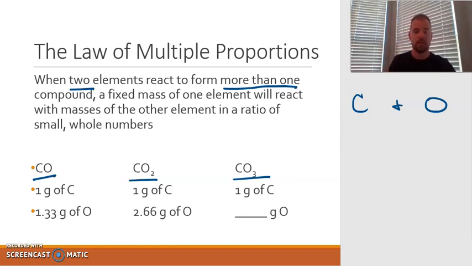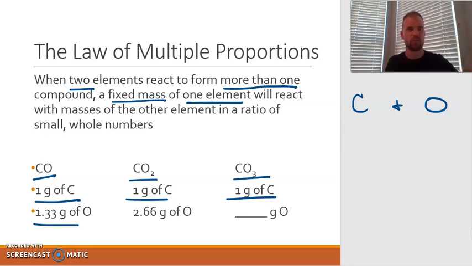So now, with that being said, let's continue on. If we fix the mass of the first element, right, we basically say, okay, let's assume that we had the same mass of the first element. So in each of these 3 compounds, let's say we had 1 gram of carbon. That's our fixed mass. Then according to the law of multiple proportions, the second element's mass should be in ratios of small whole numbers. And let's look at what that would look like. In carbon monoxide, if you had 1 gram of carbon, that would mean you'd have 1.33 grams of oxygen. The math that we use to figure out the 1.33 is not important right now, but that is true.